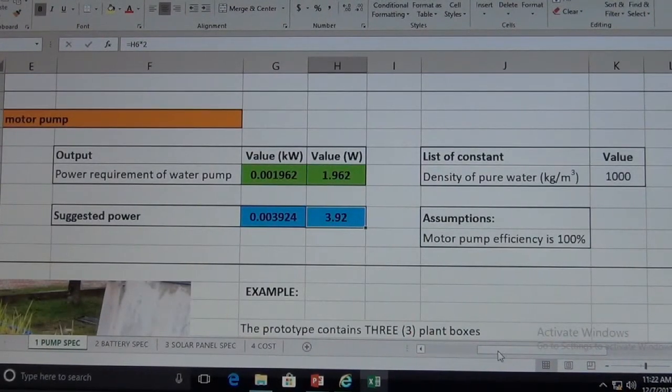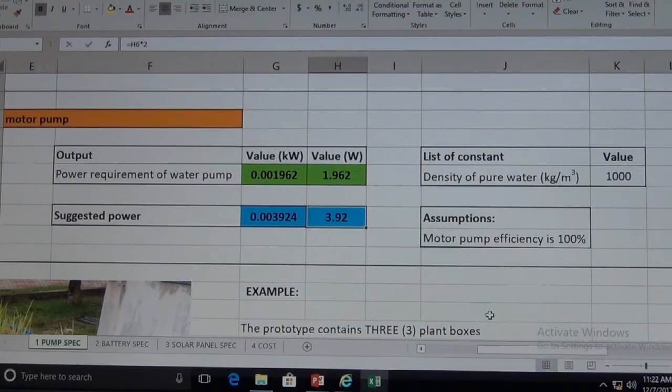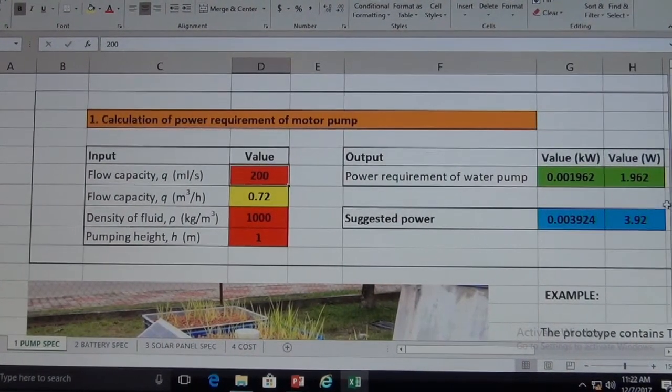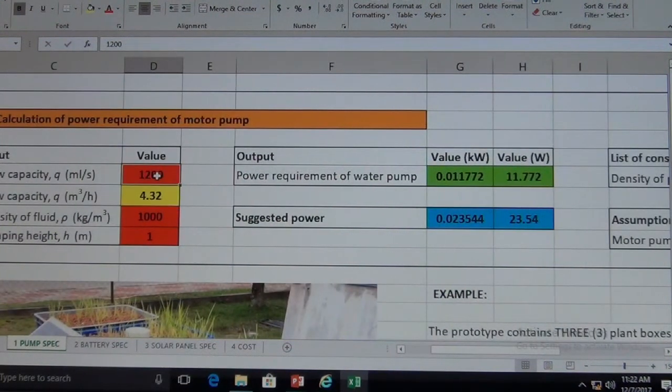How about below 50% efficiency? If you have a big fund, if money is not your concern, times 3. The more the better. Flow capacity, you could just simply change it to 1200, then the specification will change. But how about 600? Now it is 11.77.